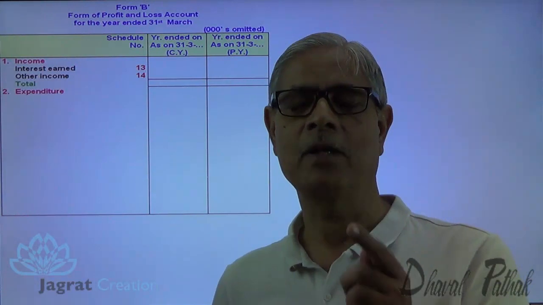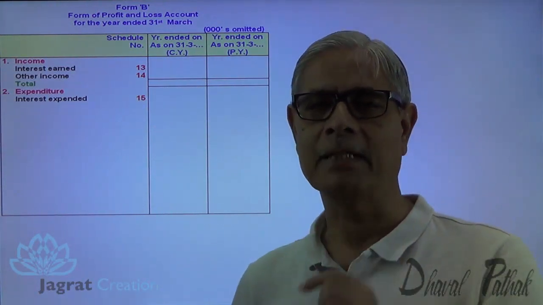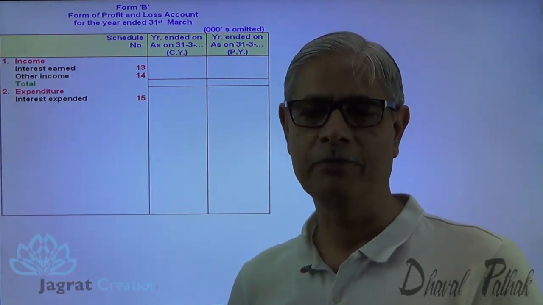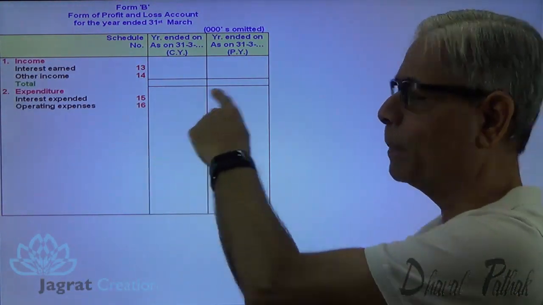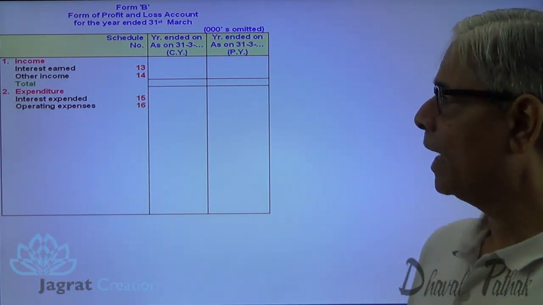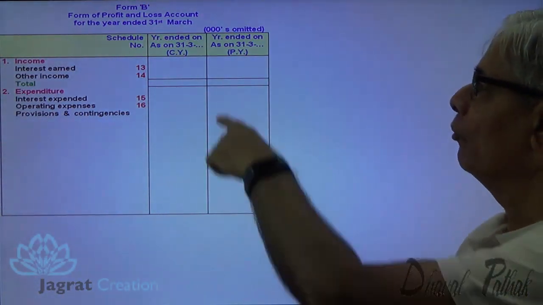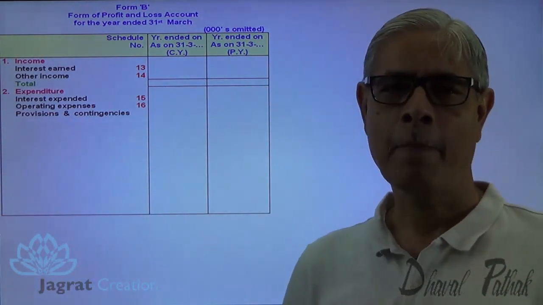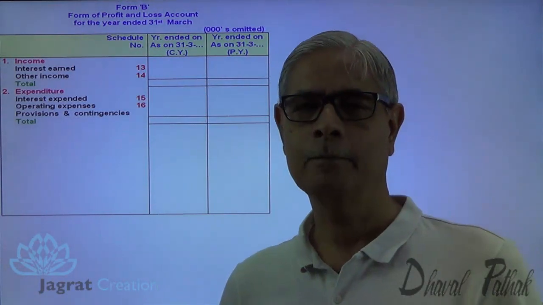The expenditures are bifurcated into three segments. First is interest expended. Interest paid by the bank, or expense of the bank by way of interest, is to be described by preparing Schedule 15. Its content will be explained to you after a couple of minutes. Then operating expenses are required to be compiled by preparing Schedule 16. After that, you are required to deduct the provisions and contingencies from the income. So the total of these three makes the total expenditure for the bank.